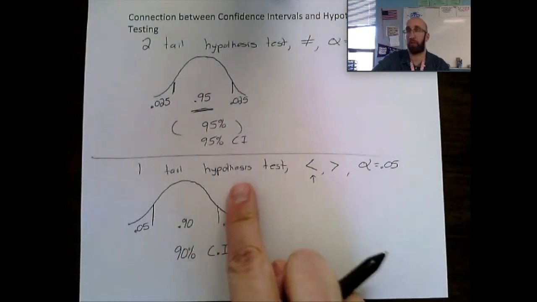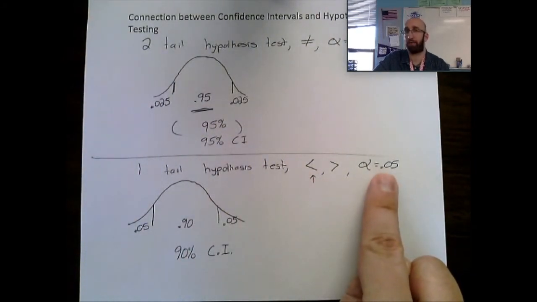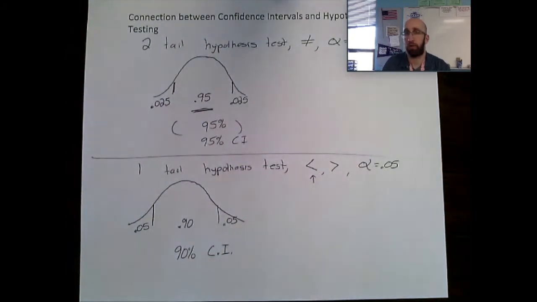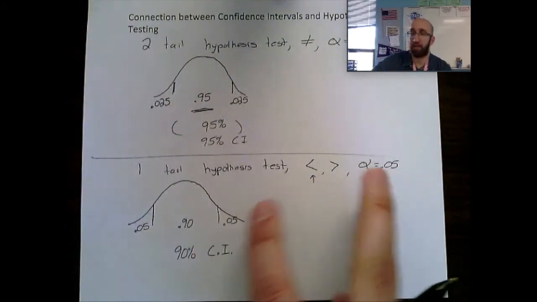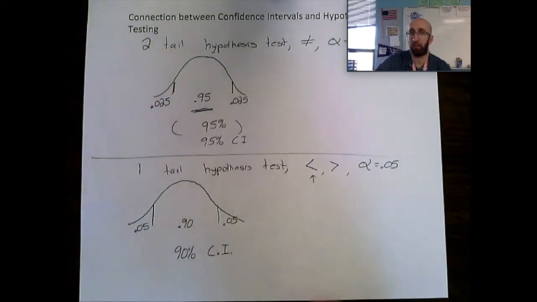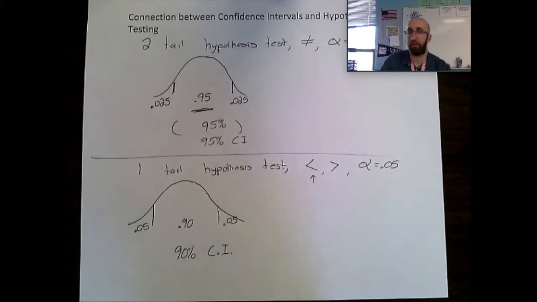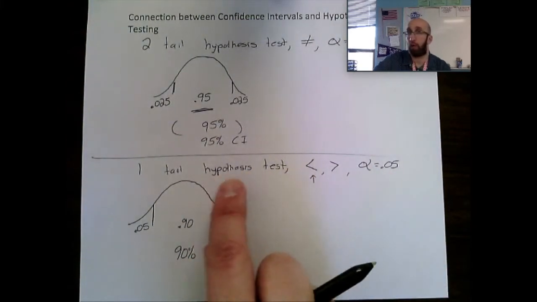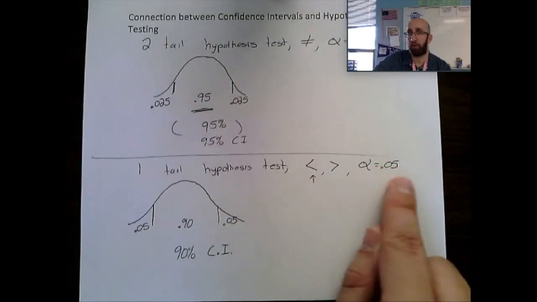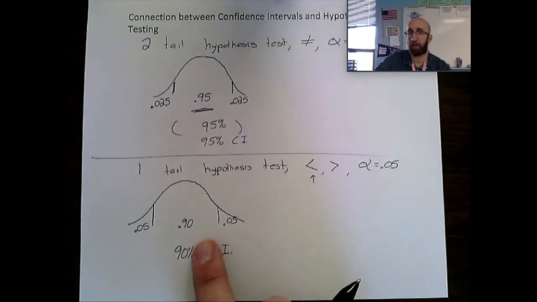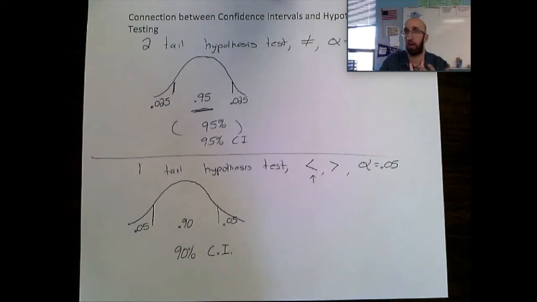So if you're doing a one-tail test at an alpha of 5%, you're going to use a confidence interval of 90%, and these would have the same results. So a one-tail test with an alpha of 0.05 gets you a 90% confidence interval. The trick there is, for one-tail tests only, double your alpha and subtract from 1, and that will get your confidence interval.